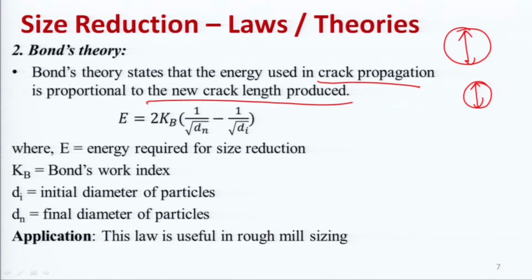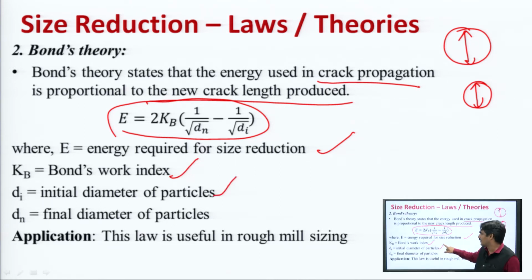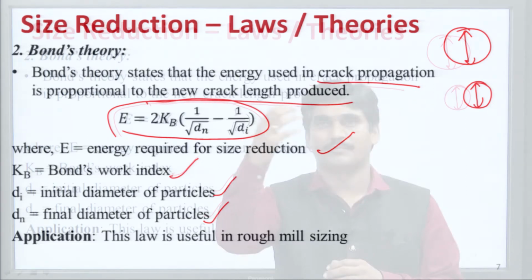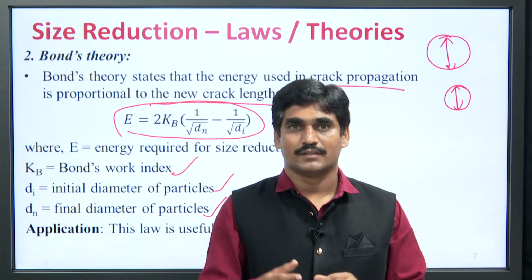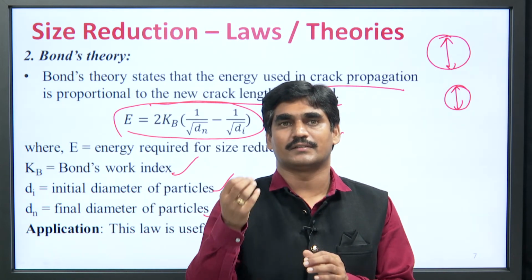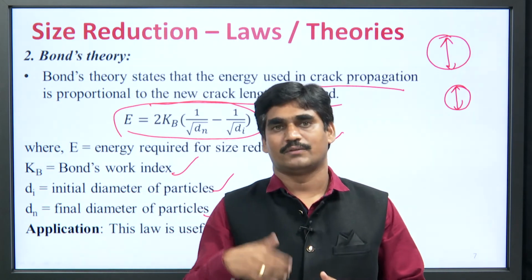So, E is equal to 2 Kb (1 by root over dn minus 1 by root over di), where E is the energy required for size reduction, Kb is Bond's work index, di is the initial diameter of particles, dn is the final diameter of the particles. So, di is the diameter of the particle when we have taken it initially, and dn is the final diameter after size reduction, that is the diameter of the particle that we are achieving.